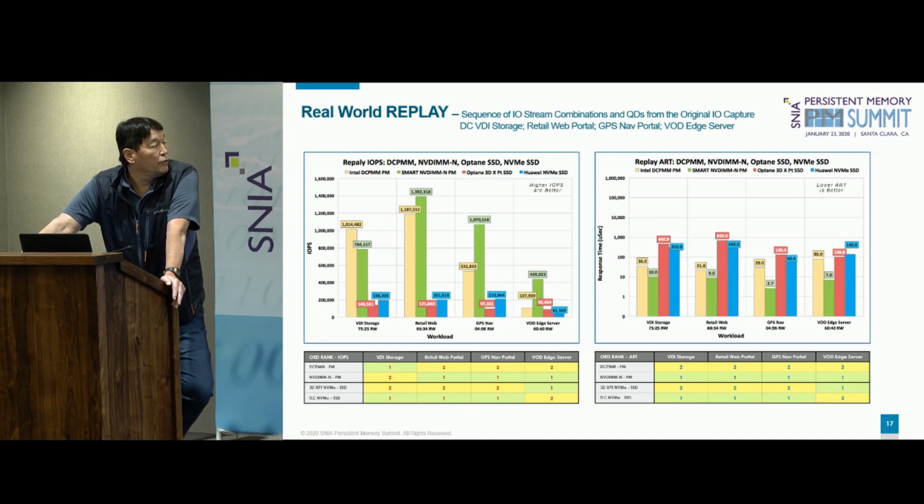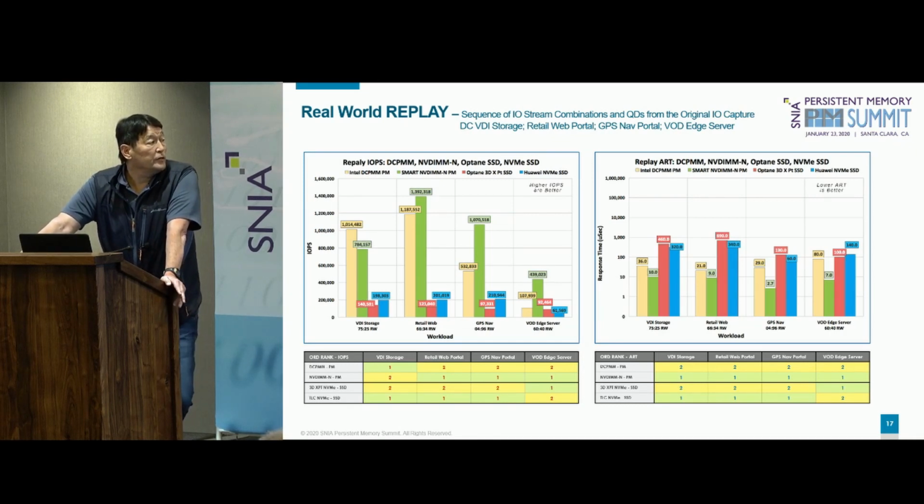So when you look at this for the VDI storage, again, Optane is faster than NVDIMM, but in the next 3 cases, NVDIMM is faster than the DCPM. For the SSDs, the red 3D XPoint is slower for the first 3 and faster for the last, but they're pretty close to the TLC NVMe SSD. So it's kind of interesting that the NVMe SSD has faster performance than a 3D XPoint SSD. But again, it's just for these particular workloads.